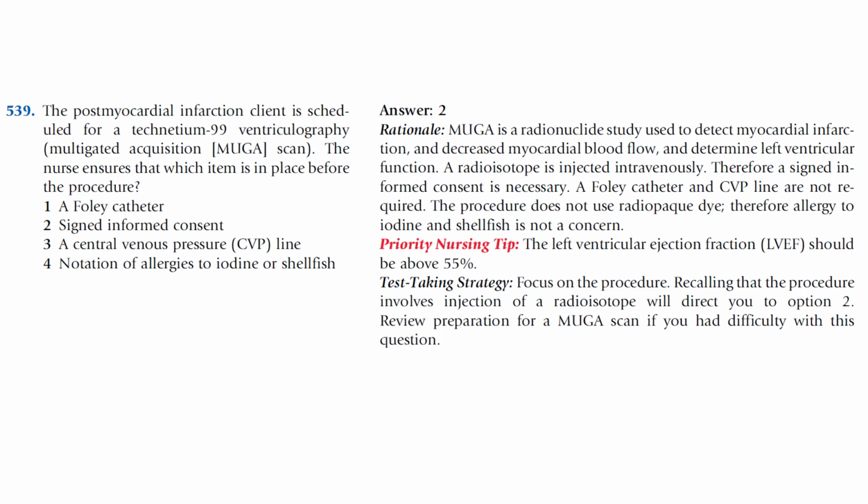Answer 2. Rationale: MUGA is a radionuclide study used to detect myocardial infarction and decreased myocardial blood flow, and determine left ventricular function. A radioisotope is injected intravenously. Therefore, a signed informed consent is necessary. A Foley catheter and CVP line are not required. The procedure does not use radiopaque dye, therefore allergy to iodine and shellfish is not a concern.